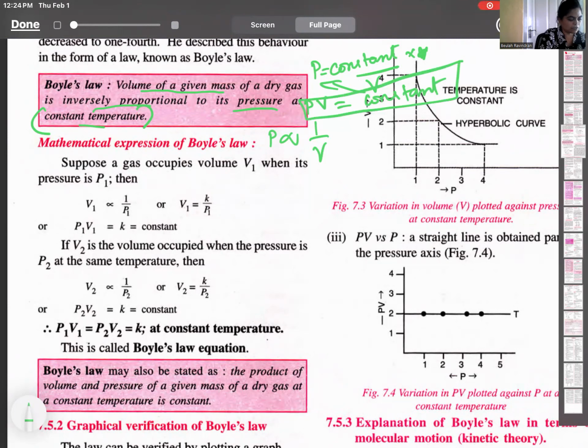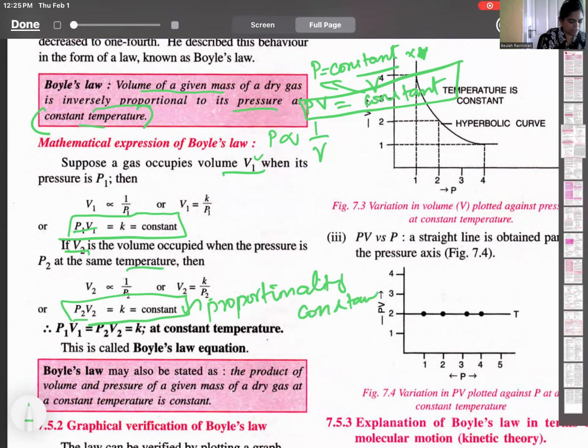Suppose we are considering one type of gas having volume V1 and volume V2, and the pressure also varies, P1 and P2. Then P1 V1 is equal to one constant, and P2 V2 is equal to the same constant at constant temperature. If you keep a gas at different volumes and different pressures at the same temperature, that constant is the proportionality constant.